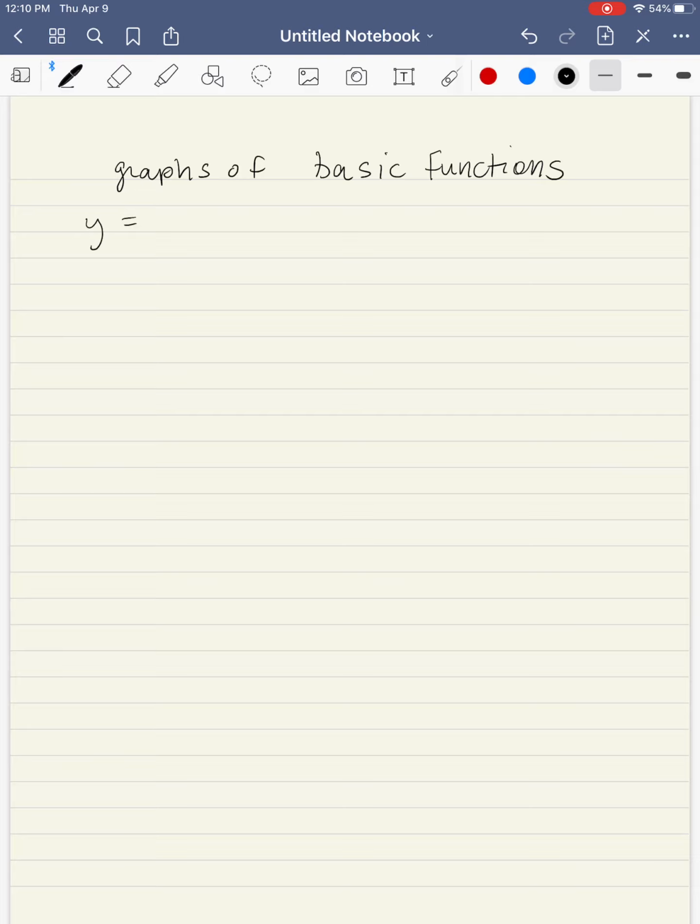So the first one is y, or f of x, it could be either one, equal to x. This is a very simple function in which whatever my input x is, that's the same as my output. And it gives me the basic graph that's this shape. That is called the identity function, and it is the most basic shape of a linear function.